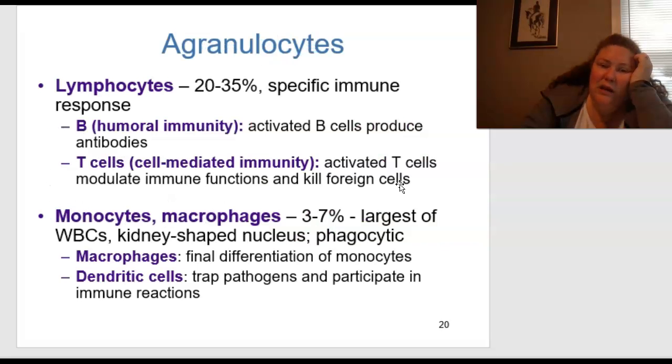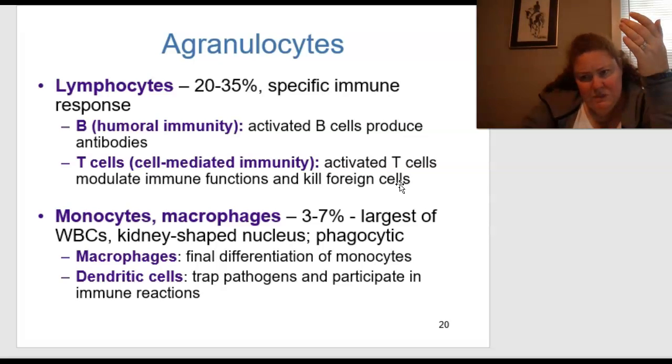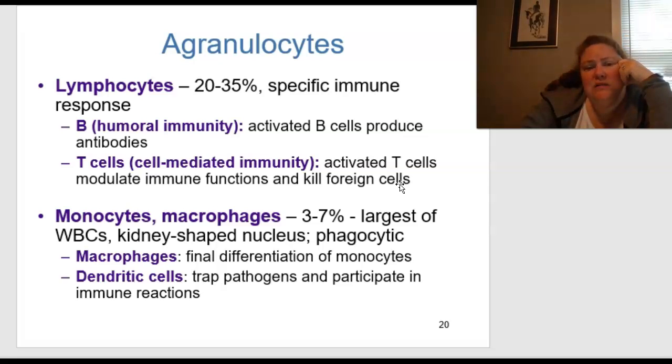Then you have agranulocytes, and these are lymphocytes, which are about 20 to 35% and have a specific immune response. Specifically, and we talk about these a lot, we have B cells and T cells. The B cells have humoral immunity, so activated B cells are going to produce antibodies. So these are pretty important for us. You also have T cells, which provide cell-mediated immunity, and activated T cells are going to modulate the immune functions and kill foreign cells.